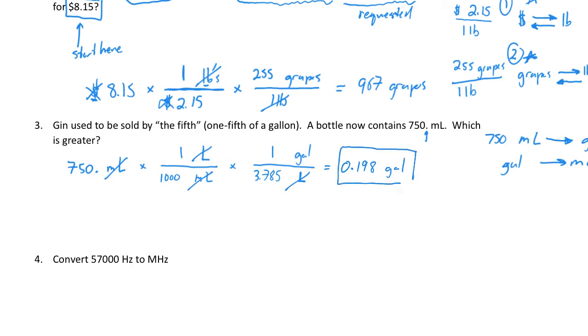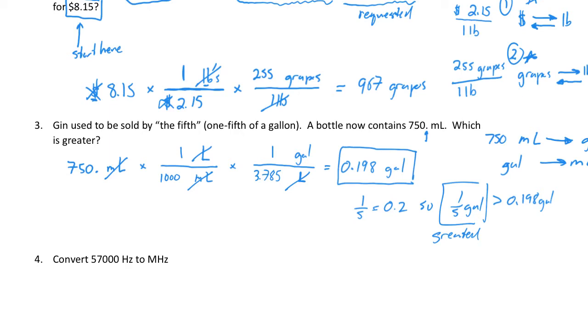Okay, so now that we have that number, we have to ask how it compares to a fifth of a gallon. Well, that's a pretty easy thing for us to do because we know that a fifth is 1 over 5, and 1 over 5 is 0.2. So 1/5 of a gallon is greater than 0.198 gallon. So we know that a fifth of a gallon was actually greater, because it's larger than 750 milliliters when they're in the same unit system. Okay, so that's the basic idea.